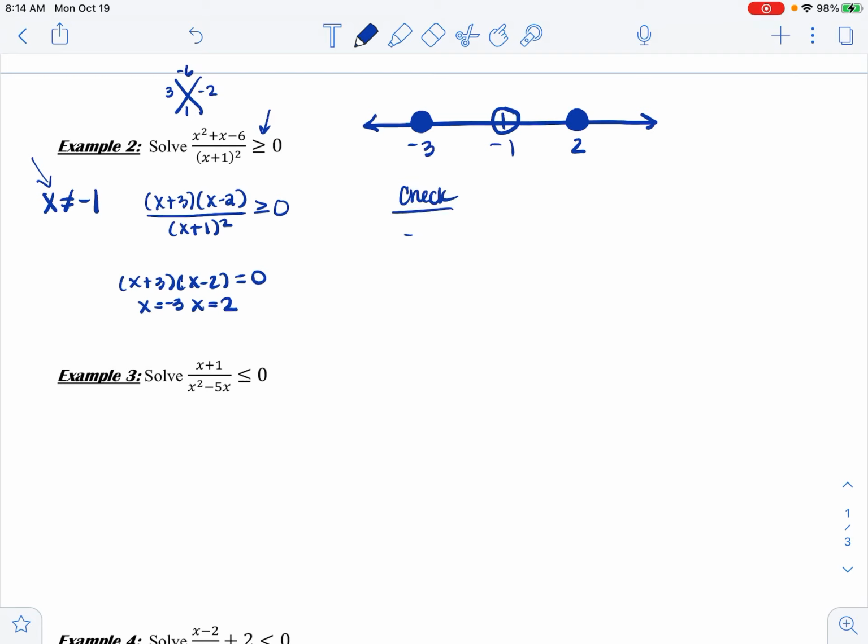All right, so now I'm going to check some values here. I'm going to check negative 4, negative 2, 0, and 3. That's because each one of those numbers falls in each one of these intervals. Negative 4 falls in here. Negative 2 falls in here, 0 falls here, and 3 falls in here. Okay, so let's go ahead and check those. Where am I checking? Checking them right here. It's already factored. It's going to be my easiest math to do.